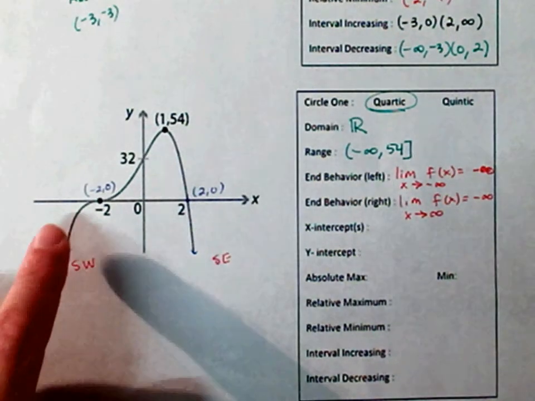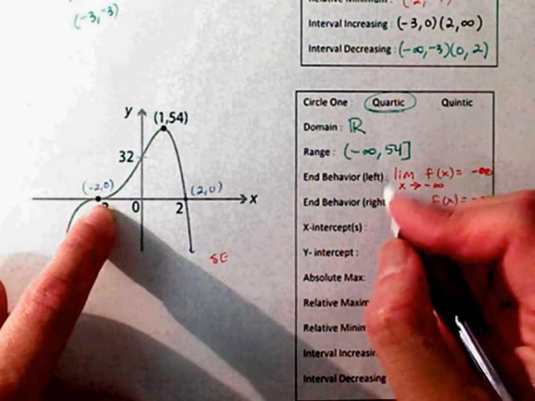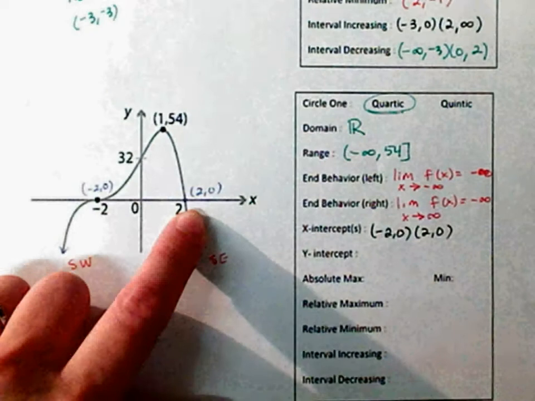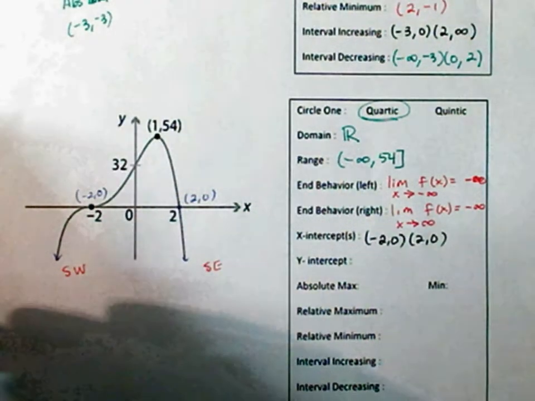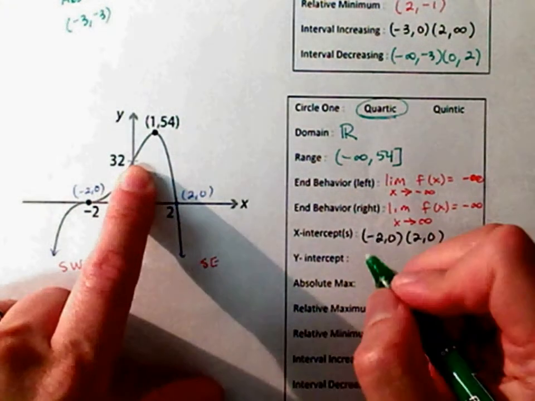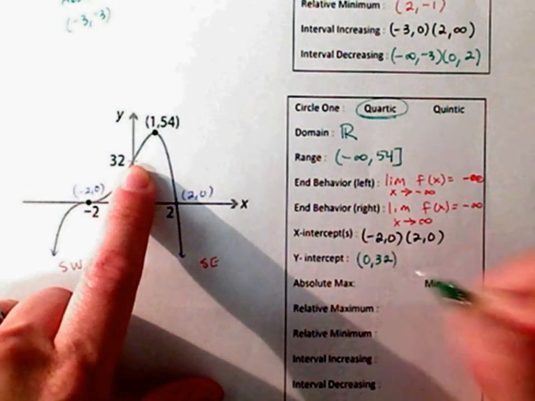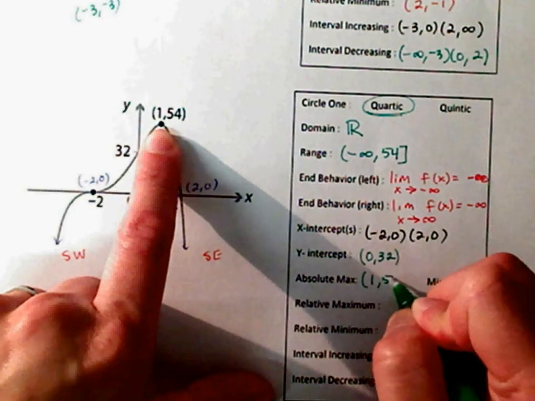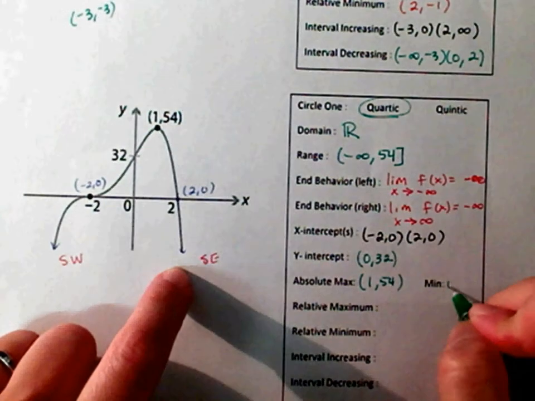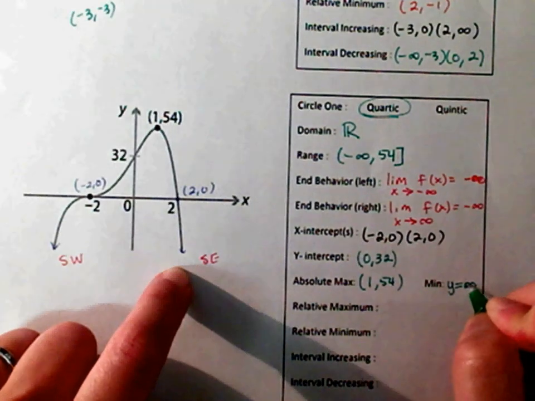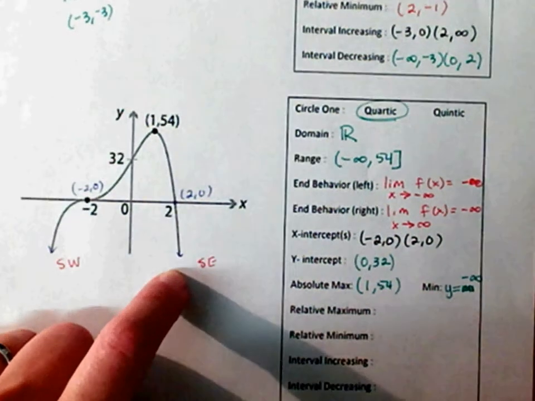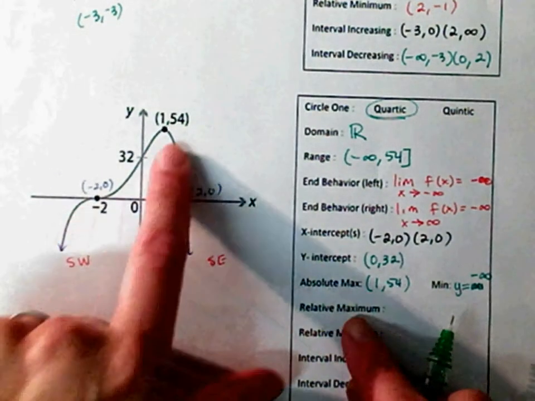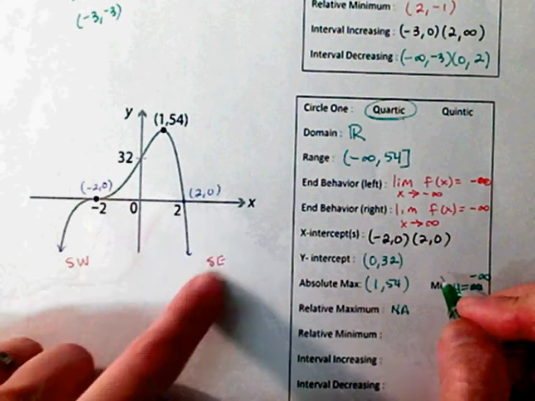X-intercept, look across your x-axis. You're crossing at negative 2, 0, and you're also crossing at 2, 0. Okay. Y-intercept, you're crossing the y-axis at 0, 32. Absolute maximum, that's your highest maximum. So 154. Your minimum is negative infinity. Okay? You're heading down. Relative max. You don't really have a relative maximum. Relative minimum, there's really not one either.